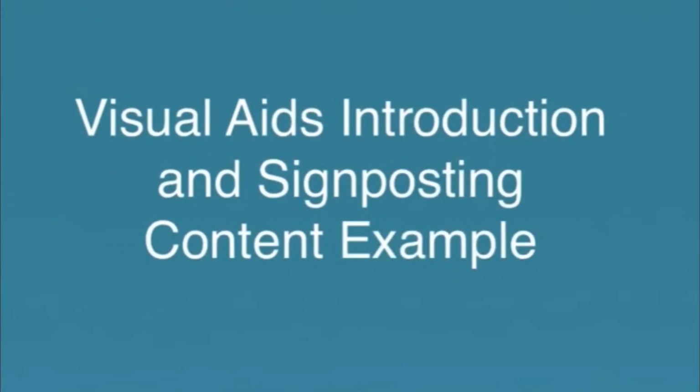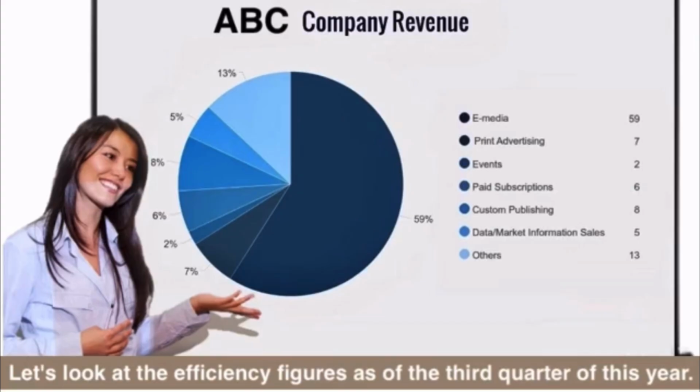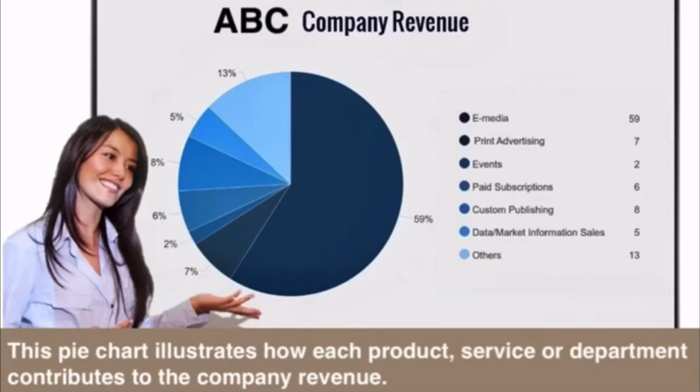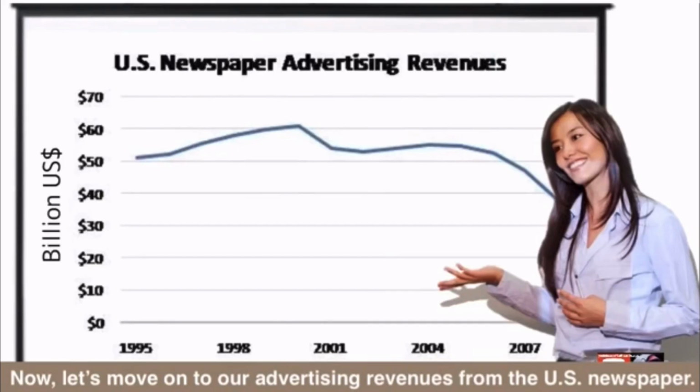Visual aids introduction and signposting content example. Let's look at the efficiency figures as of the third quarter of this year. This pie chart illustrates how each product, service, or department contributes to the company revenue. Now, let's move on to our advertising revenues from the U.S.